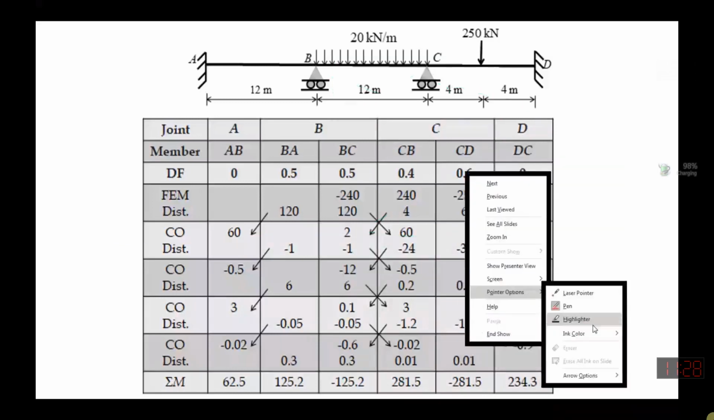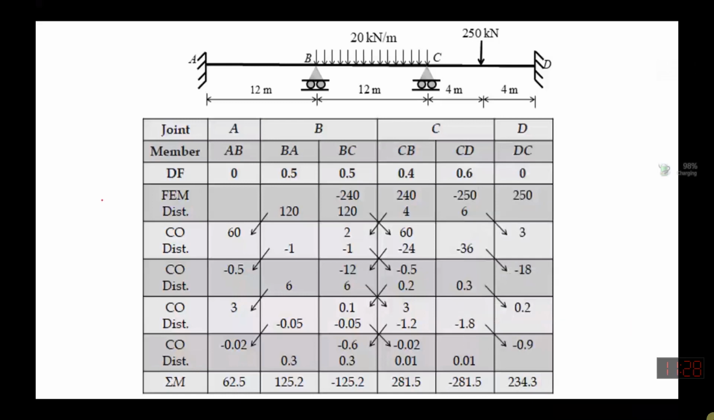Now it means you will do, first you will perform, you will find out the unbalancing moment over here, you will counterbalance it, then you distribute and carry over. Then over here you will put again a line. Now again you find out what is the unbalancing moment at joint B. This is joint B now. What is the unbalancing moment at joint B now?